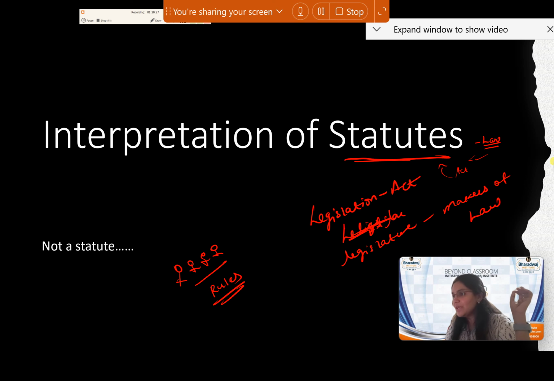Okay. So interpretation of statute is not what? It is not a statute. I am repeating it. It is something which will tell us how to learn a statute. This is a bunch of lessons that have been documented based on the various approaches of the judiciaries across the world. Clear, everybody?